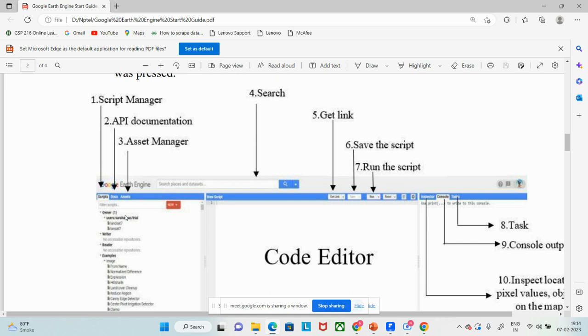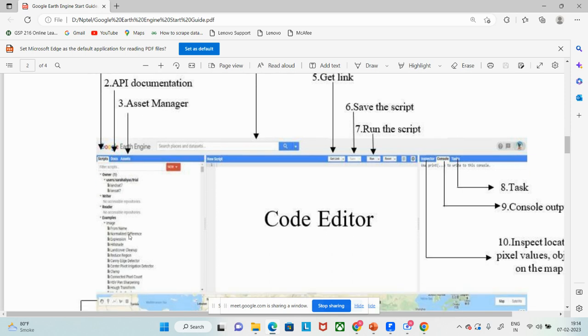So the owner section is visible only to us, meaning we have not shared it with anybody. If someone has shared a script with you, it will come in reader, meaning if he has not given you permission to edit, it will come in the reader part. And if he has given you permission to edit the code also, it will come in the writer part.